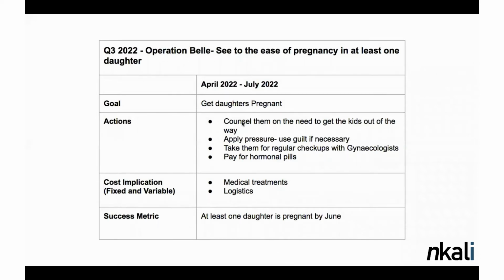Take them for regular checkups to the gynecologist, her daughters, or take the sons-in-law. Be sure to get the sons-in-law tested to show that they are able to get her daughters pregnant. Pay for hormonal pills if necessary. The cost implications here will be medical treatments and logistics, right? And the point is that between March to June, one of the daughters is pregnant, right? One of the daughters is pregnant.